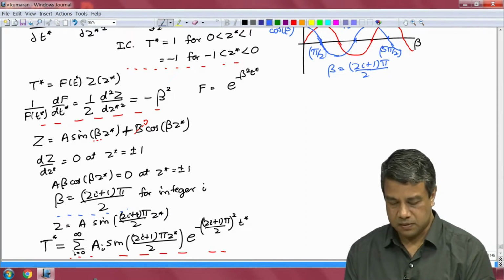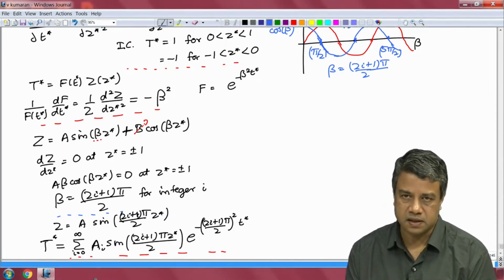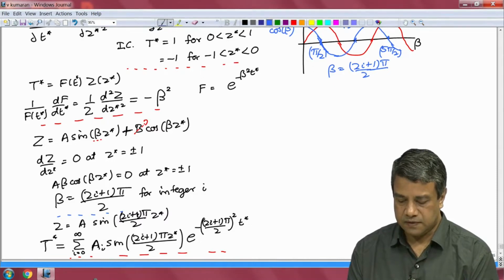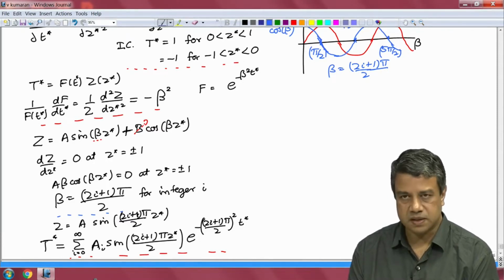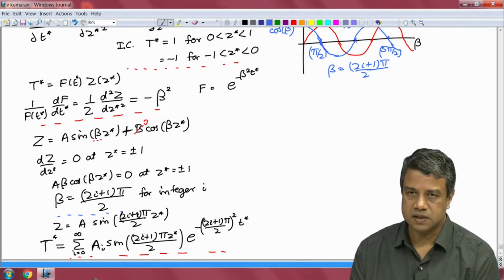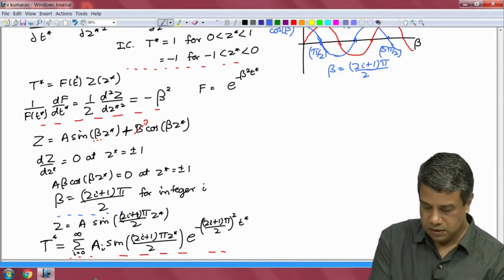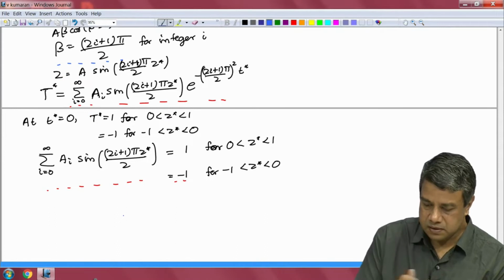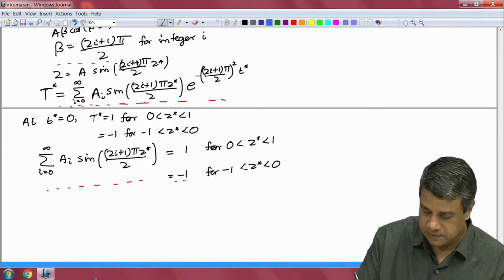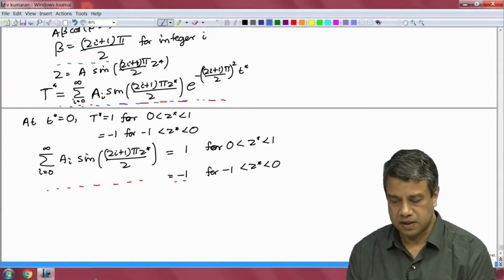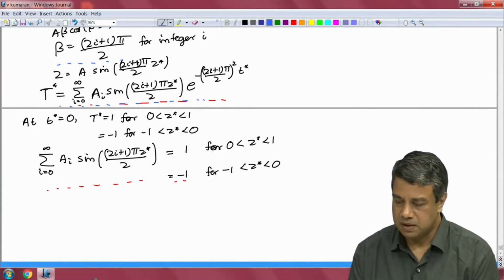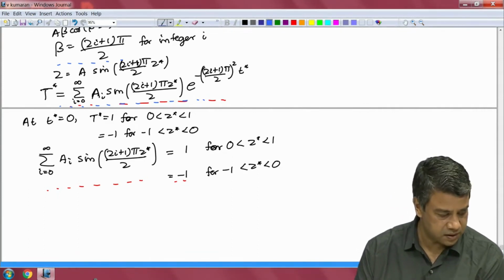beta equal to (2i plus 1) into pi by 2, where i is an integer. If it has this particular form, then the derivative, which is the cos function, will be 0 on both surfaces. The slope of the sine function will be 0 both at z equal to plus 1 and z equal to minus 1. So, therefore, we had this solution for T: some coefficient a_i times sine of (2i plus 1) pi z by 2 times e power minus ((2i plus 1) pi by 2) whole square into t. So, that was the final solution.